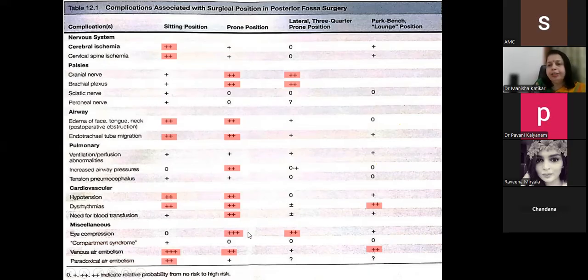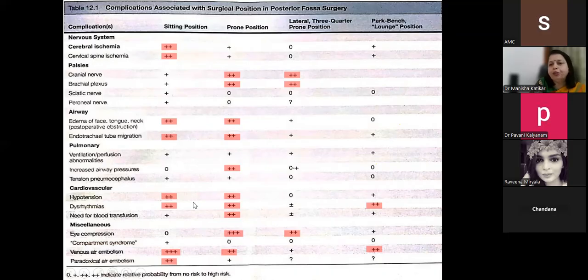Imagine a situation where a patient is undergoing surgery in the prone position, be it an upper cervical spine surgery or a posterior fossa tumor excision or anything. And the patient wakes up at the end of surgery and tells you that he is not able to see. Such a horrible situation. This postoperative visual loss can occur if the patient is given prone, especially when the head is kept on a horseshoe and there might be eye compression which can cause this complication.